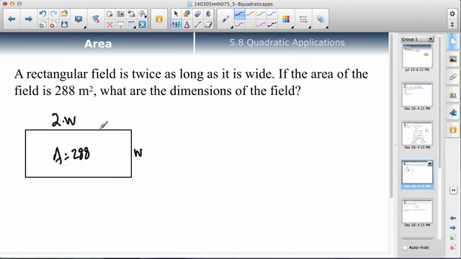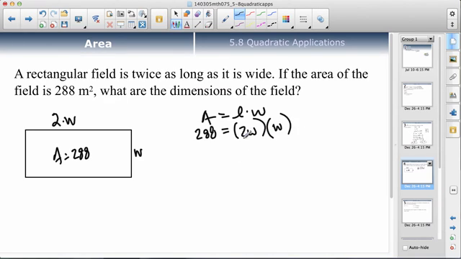Well, I know that the area of any rectangle is equal to length times width. So there's my equation. I can plug 288 in for the area. The length I know is 2 times the width. And the width, I'm just using a W for that one.